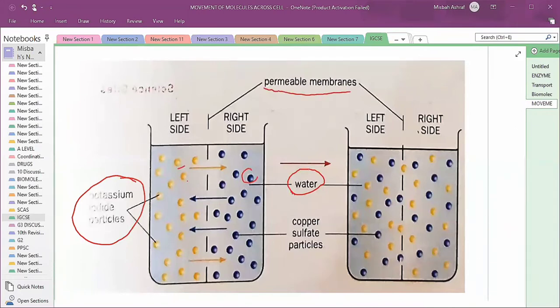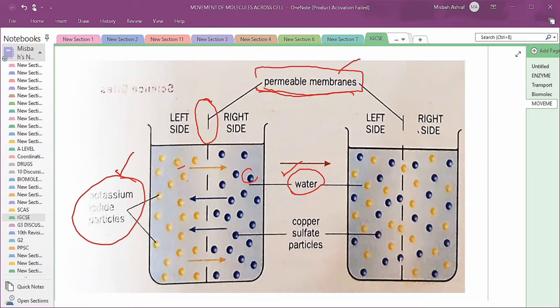Now this is the permeable membrane. Partially permeable means a membrane which allows some molecules, a portion of the molecules, to pass through it. Permeable means it allows everything to pass through it. As there is a membrane present in the center and it is permeable, both molecules, water and potassium iodide, will be able to diffuse on both sides, because this membrane is allowing them to move from one side to the other. So they will be moving from higher concentration to lower concentration.